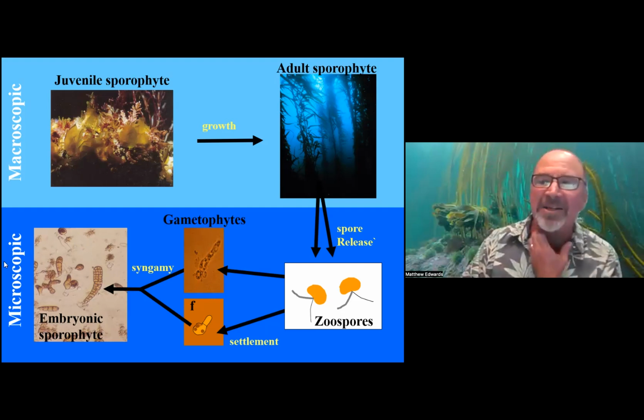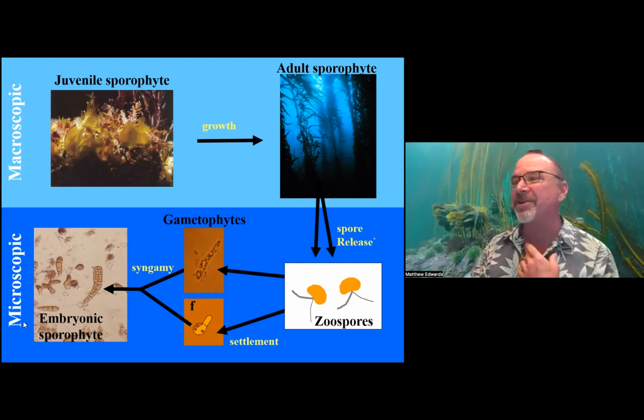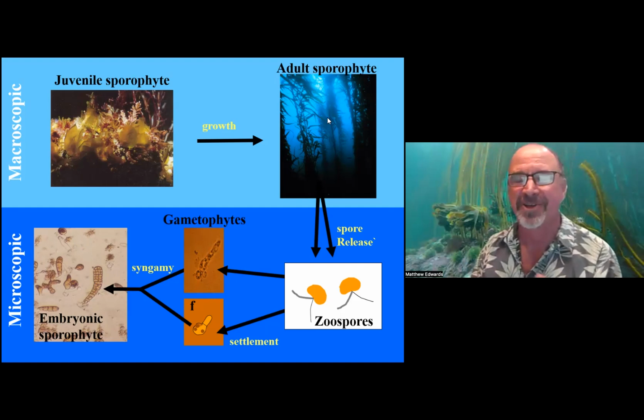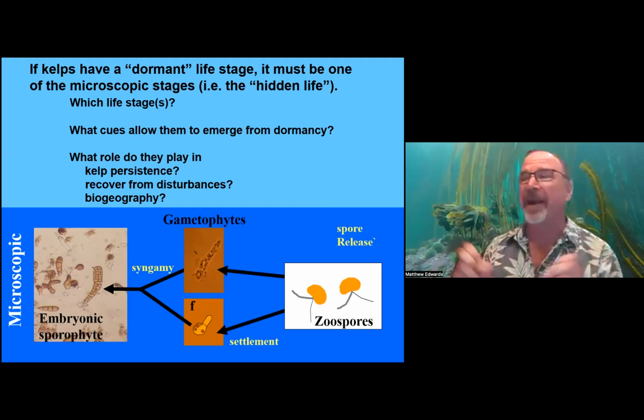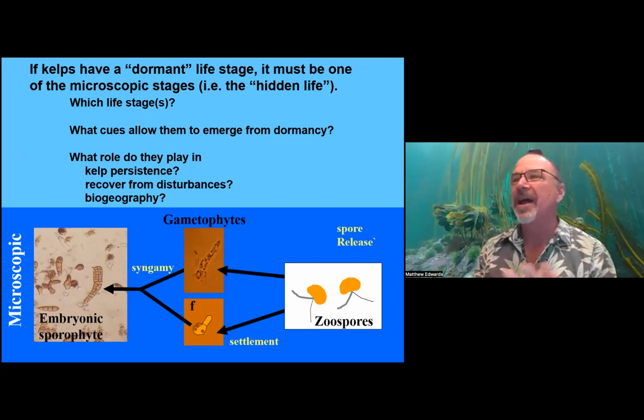So I want to talk today about these microscopic stages. We know quite a bit, and you probably have seen a lot of talks about the macroscopic stages. They're the ones we think about a lot. But what about everything below this line? So if kelps have a dormant stage, I put that in quotes, stage, it must be one of these stages. That is, this is the hidden life.